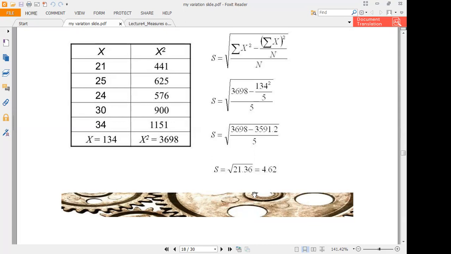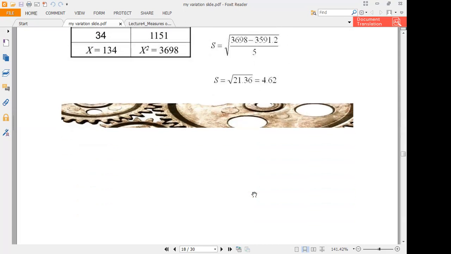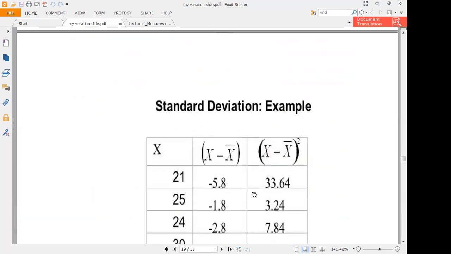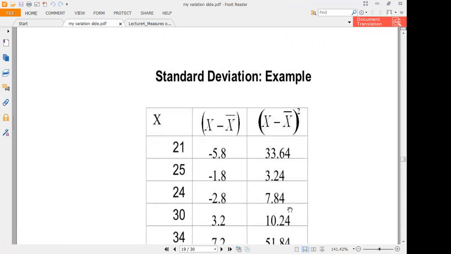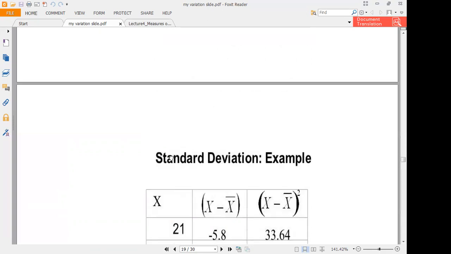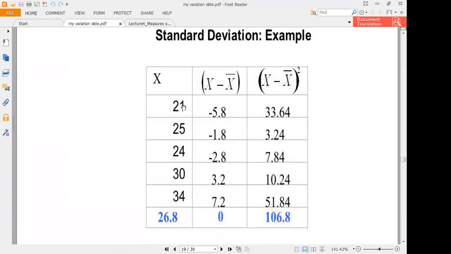You can see this method looks a little faster, unlike the one I used in my last video, if you have watched that. Now you can also use this if you like, and that is using the normal formula that you are used to, by finding the deviation itself. You can see here 21, 25, 24, 30, 34. If you want to use the normal method you are used to, you have to find the mean. So if you sum all this data divided by 5, you get 26.8.